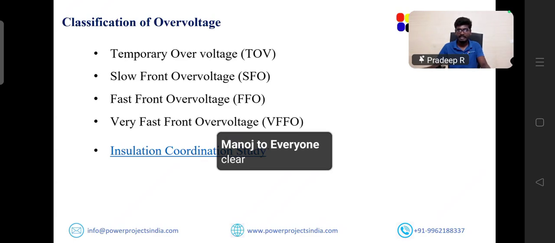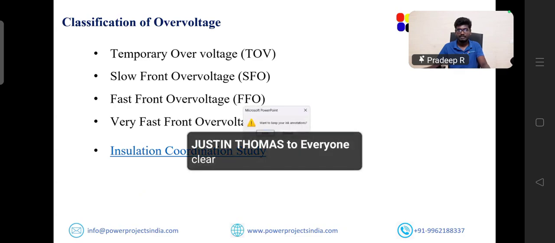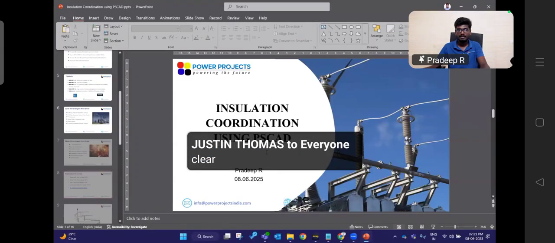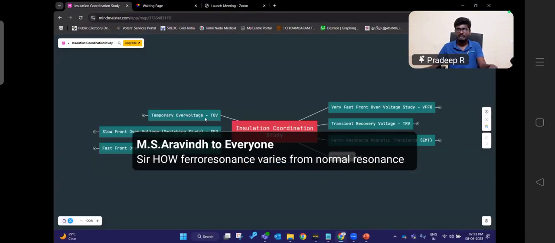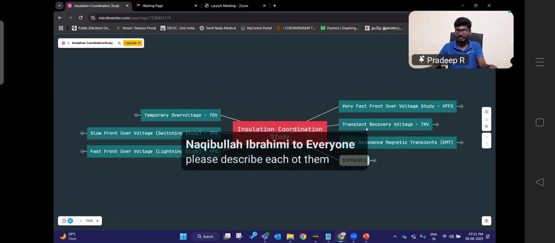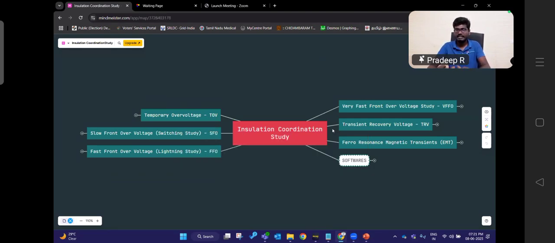So we can actually add a hyperlink here. Right, so we can see one by one. What are these studies and what are the cases we will be creating? With the help of the cases, we can know what the causes of temporary overvoltage are, and what the causes of slow front overvoltage are. The basic and preliminary study in insulation coordination is the temporary overvoltage, which is TOV.